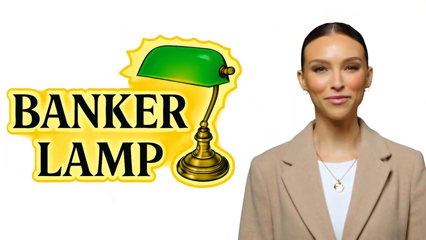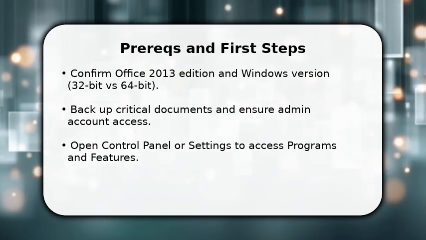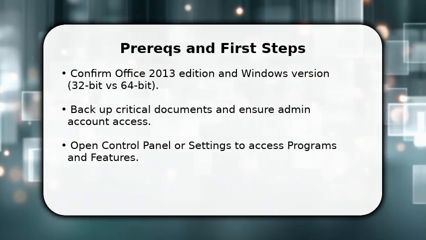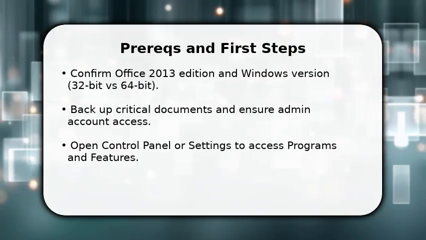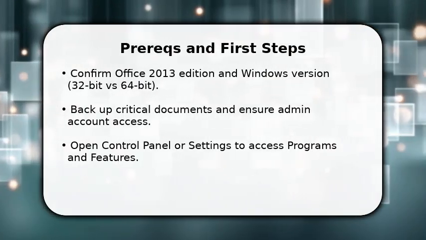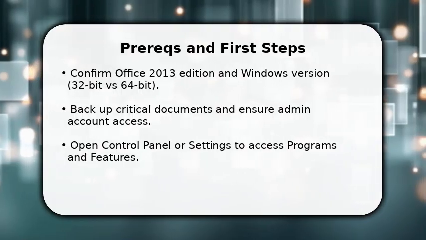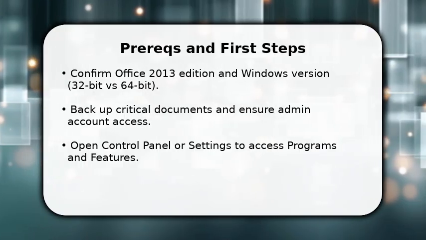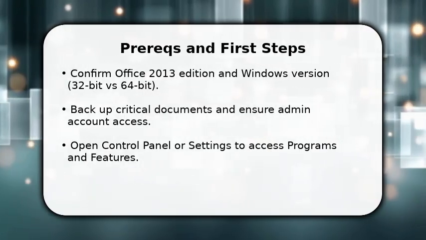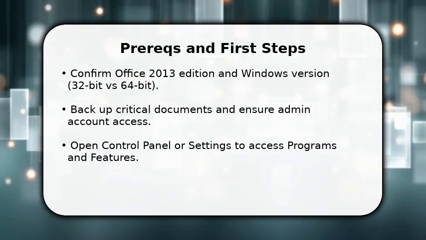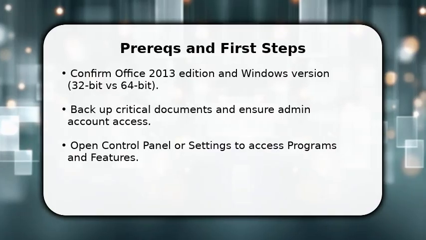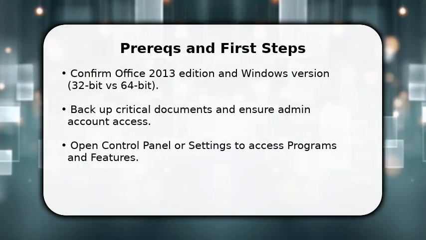Please enjoy the video. You start by confirming the Office 2013 edition and your Windows version so you apply the correct method. Once done, make sure you have an administrator account and back up any unsaved files. Now open Control Panel or Settings and go to Programs and Features. This is where you'll stop updates or uninstall components. Don't skip confirming edition and admin rights because the wrong path can leave Office in an unstable state.